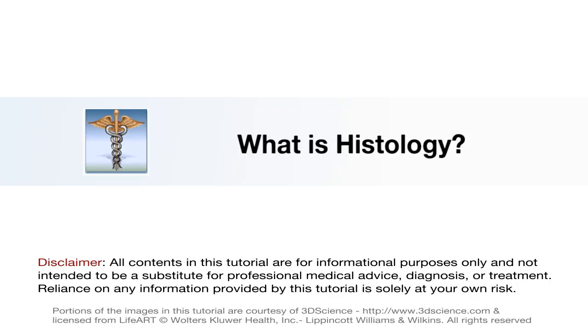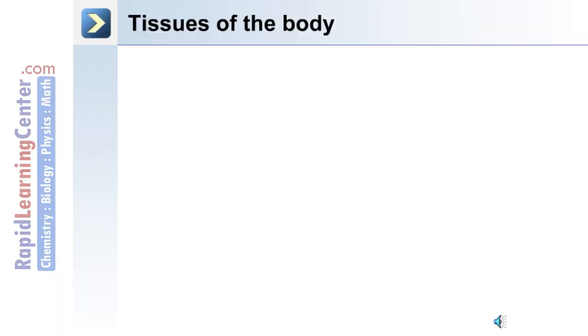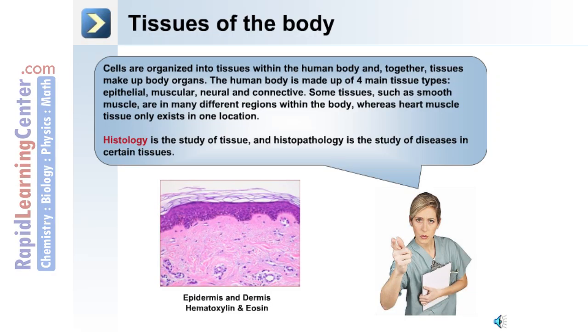Let's begin with a description and definition of histology. The cells in the body are organized into tissues, and together these tissues make up the organs of the body. The human body is made up of four main tissue types: epithelial, muscular, neural, and connective.